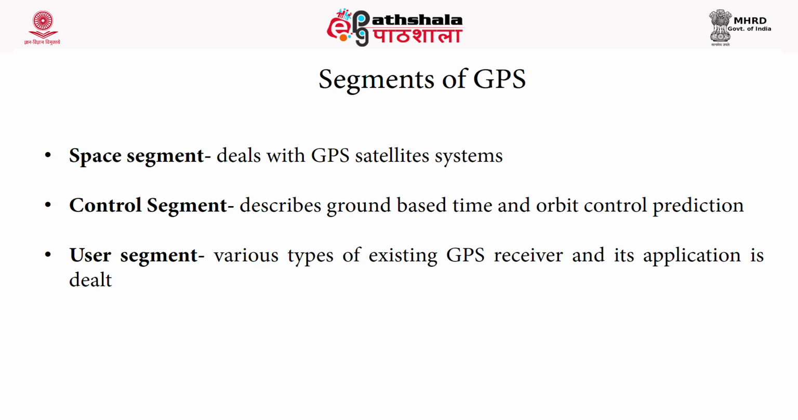So, this figure shows the three segments of GPS. As you can see, the top section of the figure represents the space segment. The bottom portion represents the control segment, that includes various ground-based antennas, while the user segment includes GPS receivers as well as us.